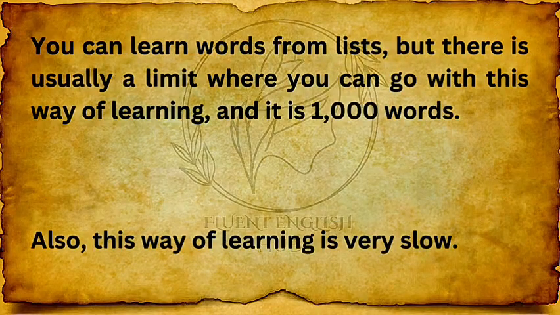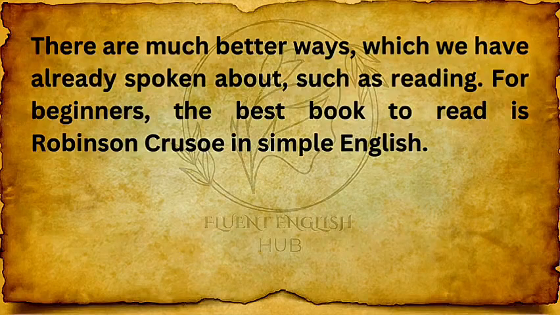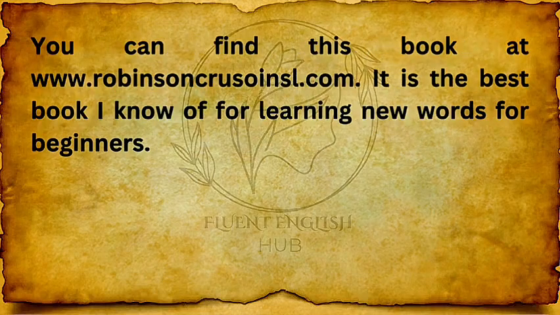You can learn words from lists, but there is usually a limit where you can go with this way of learning, and it is 1,000 words. Also, this way of learning is very slow. There are much better ways, which we have already spoken about, such as reading. For beginners, the best book to read is Robinson Crusoe in simple English. You can find this book at www.robinsoncrusoeinsl.com. It is the best book I know of for learning new words for beginners.